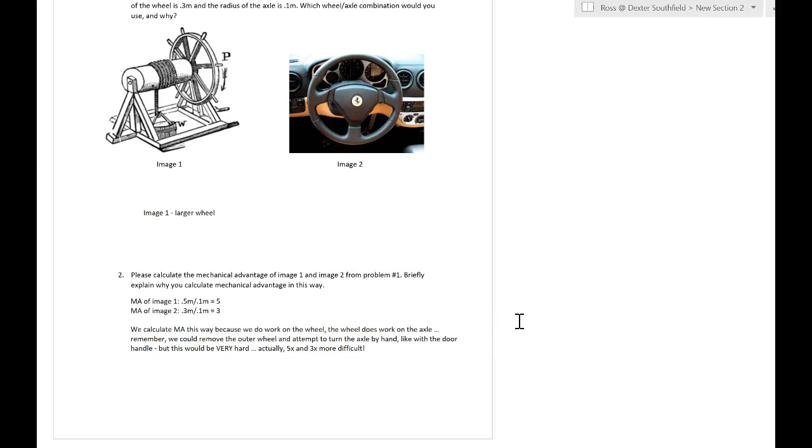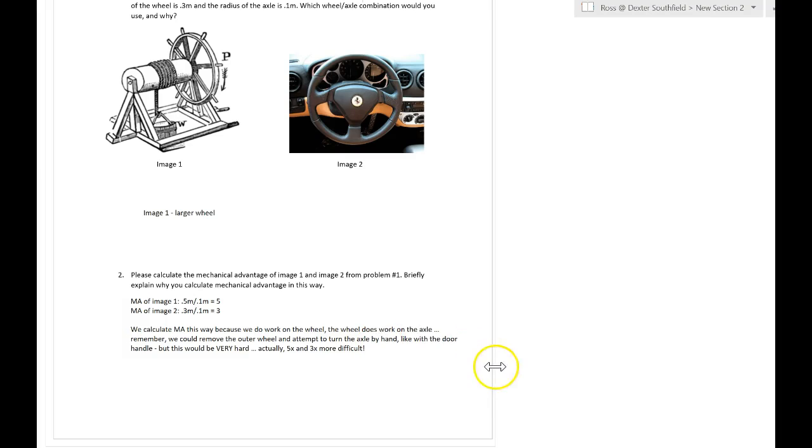So one part that a lot of people either didn't answer or just said something like, when it says briefly explain why you calculate the mechanical advantage in this way, a lot of people just said, well, because that's the equation. Well, sure, but why do we use that equation? What is the point of that equation, and why is that the equation that we're using? So that should make you think a little bit deeper and actually show some understanding about what's going on here.